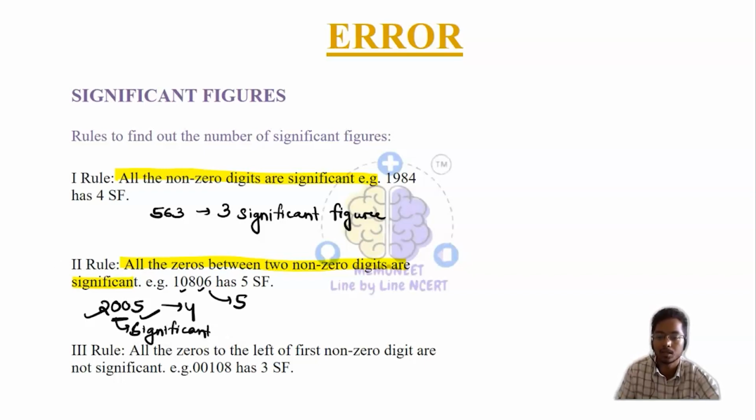Then the third rule is that all the zeros to the left of the first non-zero digit are not significant. Let's say here it is given 00108. These two have no importance. It means they are not significant. So the significant figures here are 3.